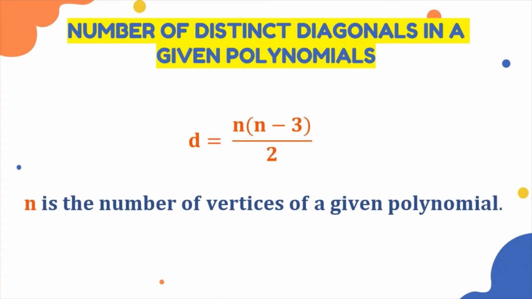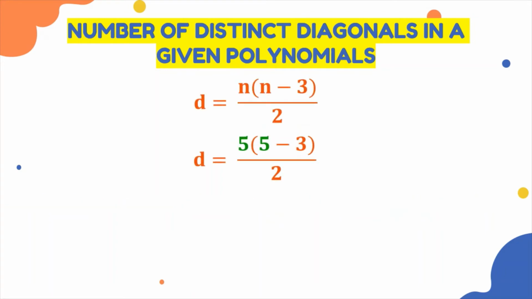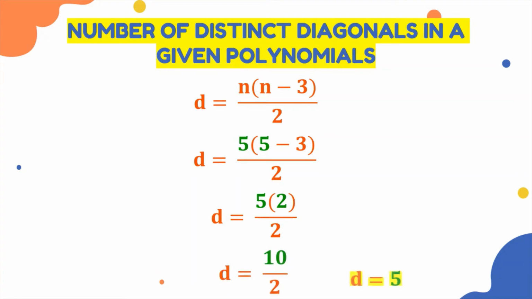N is the number of vertices of a given polygon. For example, yung pentagon na ginawa natin kanina. So, that is 5 vertex. So, substitute the value of n ng 5. And then, unahin natin yung nasa parenthesis, 5 minus 3 is 2. And then, 5 times 2 is 10. Divided by 2 is equal to 5. Meaning, makakagawa tayo sa pentagon ng 5 diagonal.